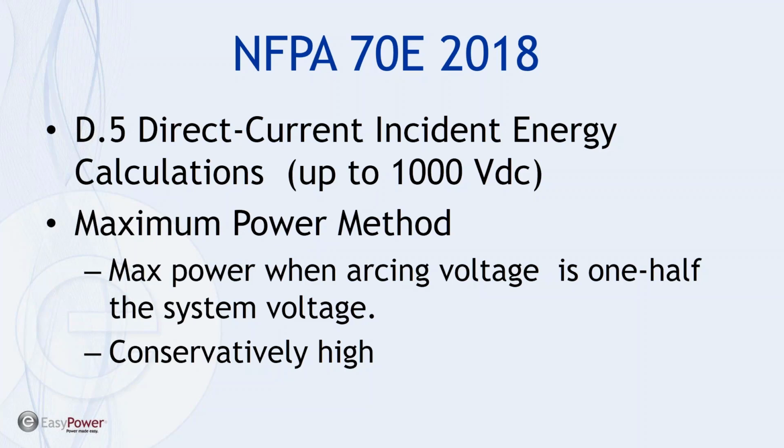Basically, the assumption used in this theory is that the maximum power is available when the arcing voltage is 1/2 of the system voltage, and that's essentially when the rest of the system impedance is matching what the arc resistance or characteristics are. And so you'll see in the calculations how that's implemented.